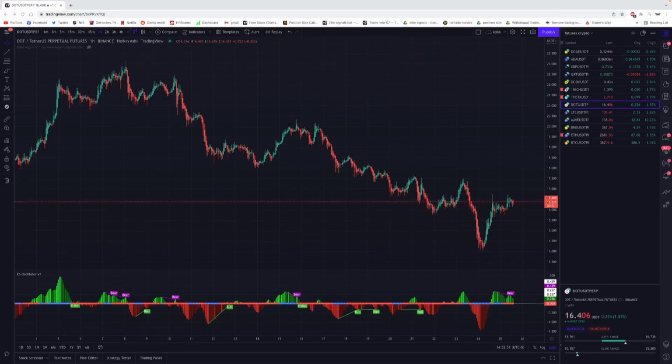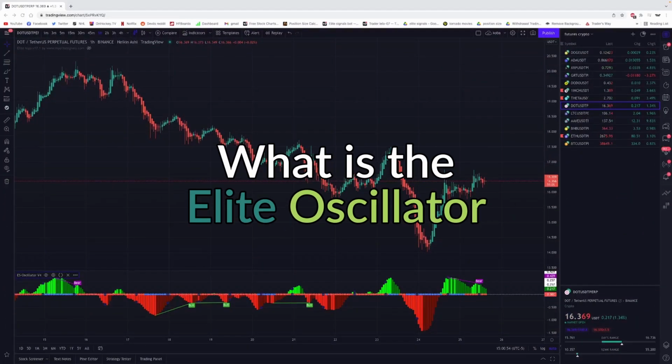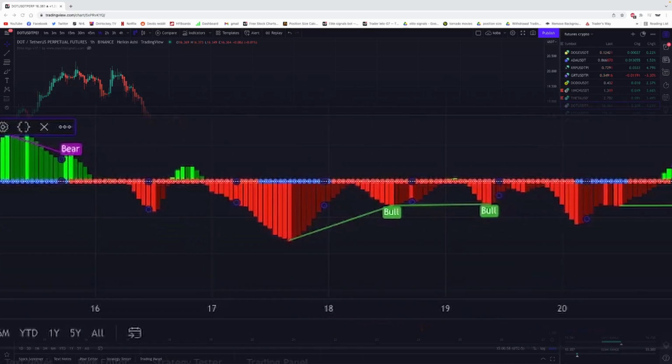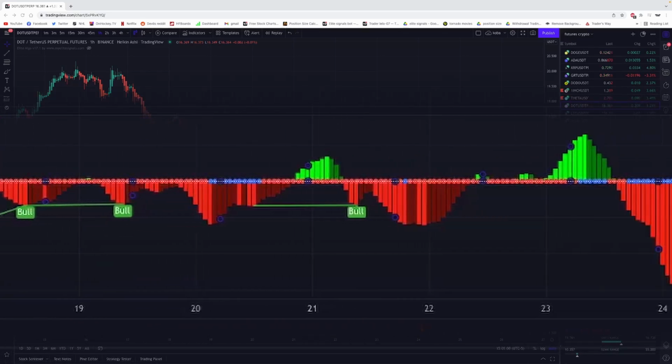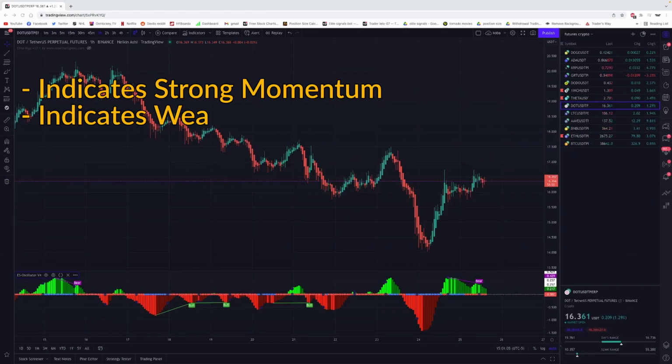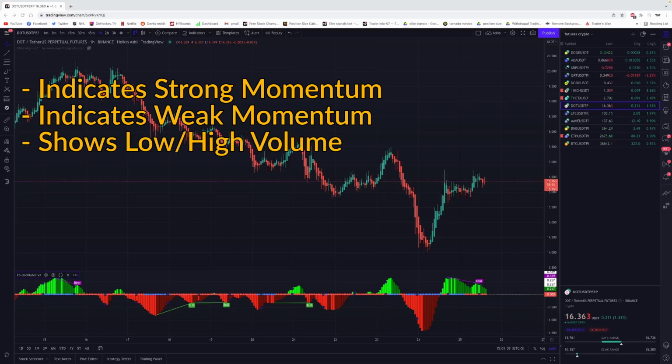Let's get started now. So what is the Elite Oscillator? To put it simply, guys, this is a momentum trend indicator. What this indicator is designed to do is tell you when there is strong momentum in the market, weak momentum in the market, as well as tell you if there's low volume or high volume in the market. This tool is going to help you pinpoint exactly when you should get in and when you should get out of trades, or give you ideas of when you should get in and when you should get out of trades.